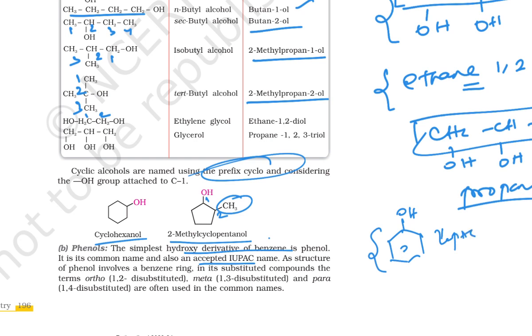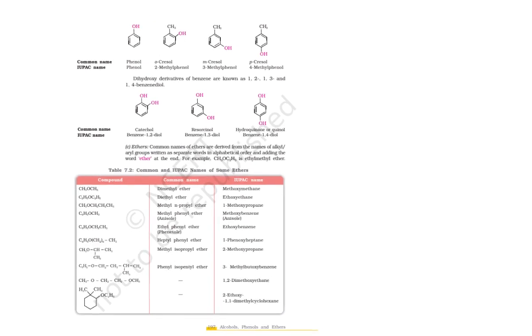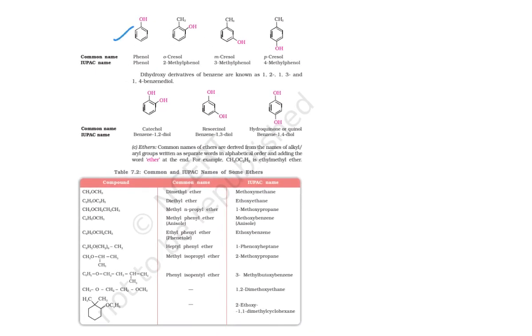If more than one substituent is present, then for 1,2 disubstituted we say ortho. If 1,3 substituted, this is meta. If 1,4 substituted, that is para, right? So look here. In toluene there is an OH group, so this is phenol. Your OH should get the least number, so 1, 2: 2-methylphenol. This is 1, 2, 3: 3-methylphenol. This is 4-methylphenol. So ortho-cresol, meta-cresol, para-cresol.